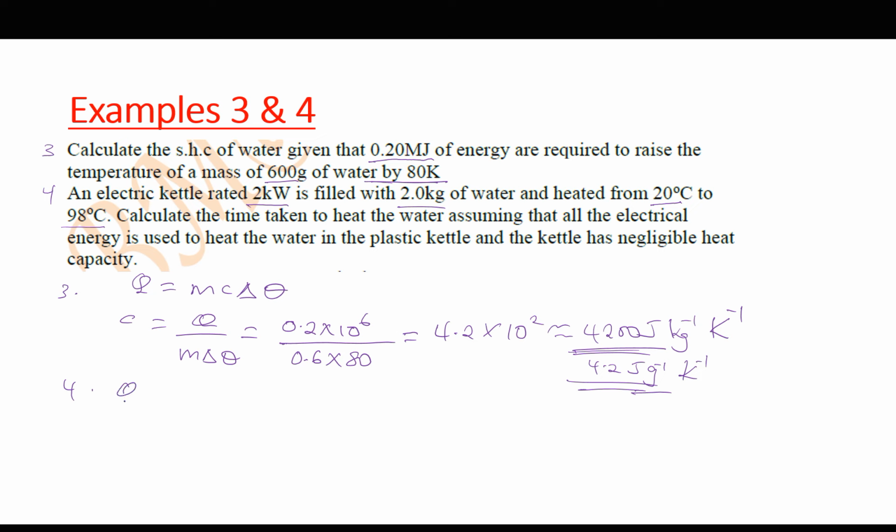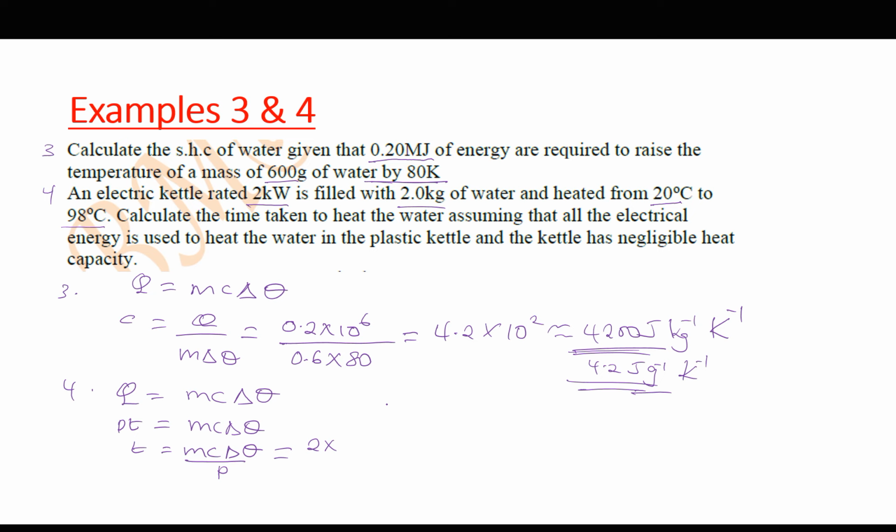So the energy supplied, Q, is equal to mass times C times change in temperature. But remember, energy is power times time. So the time will simply be mass times C times change in temperature divided by the power. I'm simply substituting. The mass is 2 kilograms.